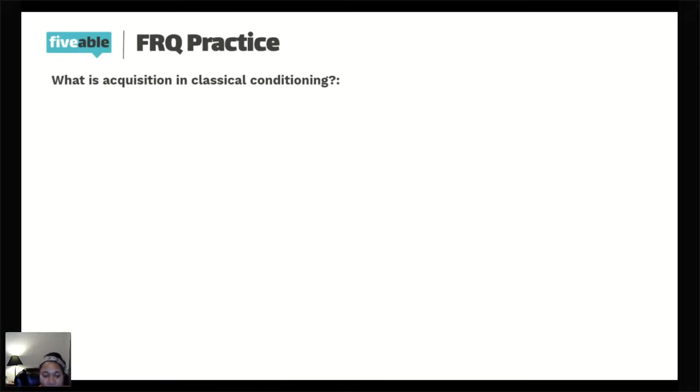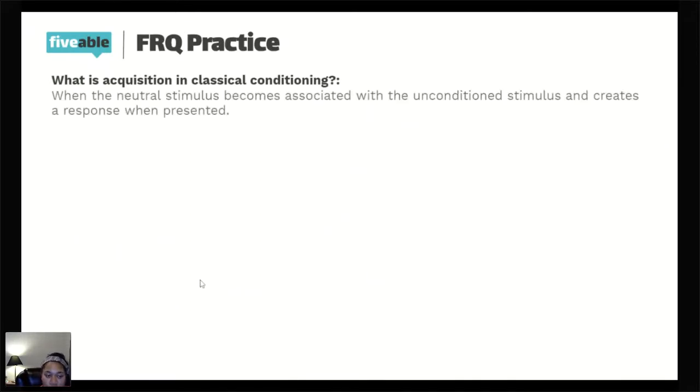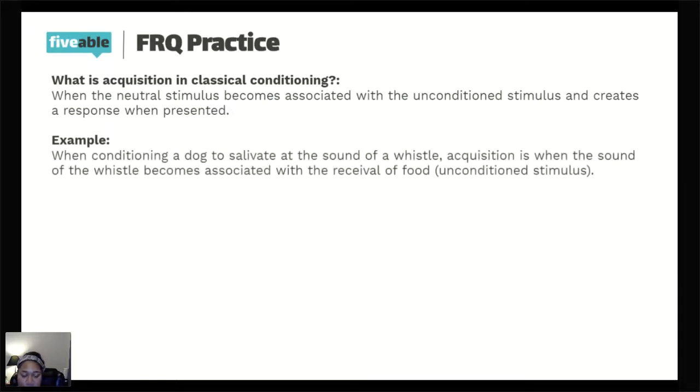Okay, so what is acquisition in classical conditioning? Acquisition is when the neutral stimulus becomes associated with the unconditioned stimulus and creates a response when presented. Remember that first slide, the neutral stimulus was a whistle, and the unconditioned stimulus was food, and the response presented was salivation. So example, when conditioning a dog to salivate at the sound of a whistle, acquisition is when the sound of the whistle becomes associated with the receival of food, the unconditioned stimulus. Okay, so what is acquisition in operant conditioning?